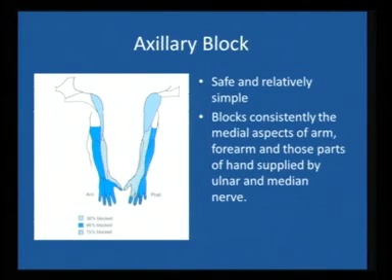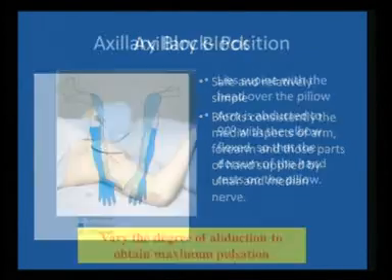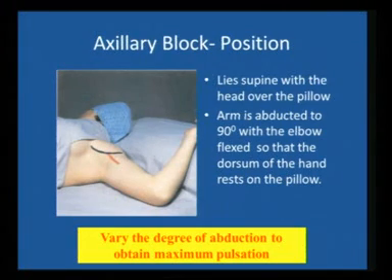The axillary block is safe and simple. It blocks the medial aspect of the arm, medial aspect of forearm, and medial aspect of the hand, except the radial part of the hand and forearm, which is spared because of the radial nerve. The position is the same. The arm can be abducted until you get a very good pulsation in the axillary artery. We can flex the elbow and keep the hand over the pillow.